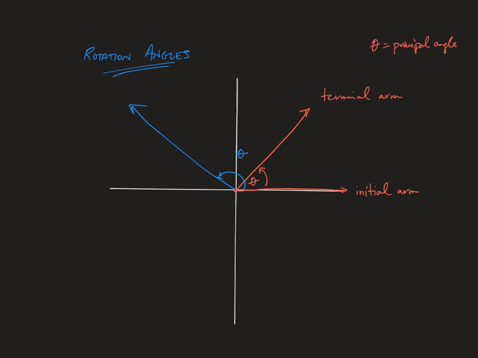We should also be good then that any principal angle can also create a related acute angle. And so if I was to label this angle that's formed between the terminal arm and the x-axis as alpha, alpha would be referred to as the related acute angle. And quite often you'll see that as a short form, RAA.